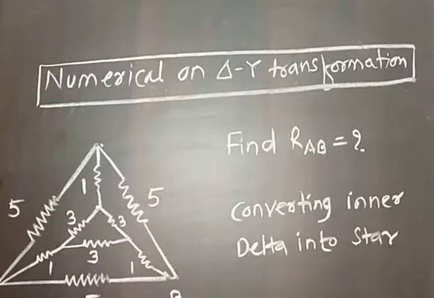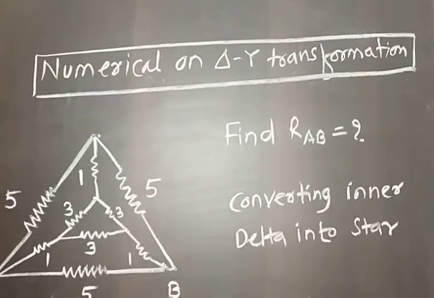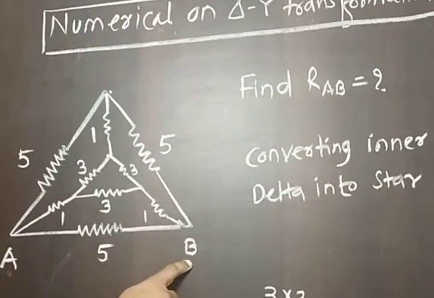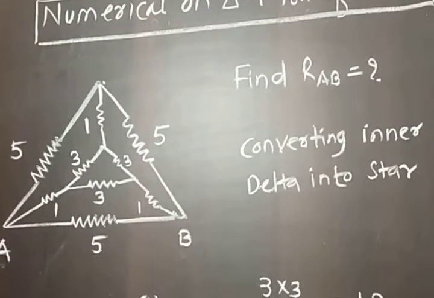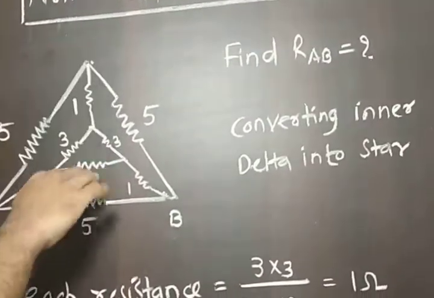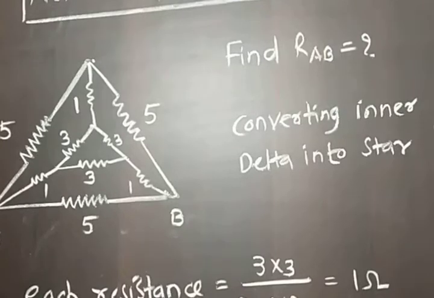Hello friends, our next numerical is here. In this numerical we have to find out the equivalent resistance between terminal A and B. So we have to keep these two points A and B constant, and we have to reduce this network and find out the resistance between these two terminals.